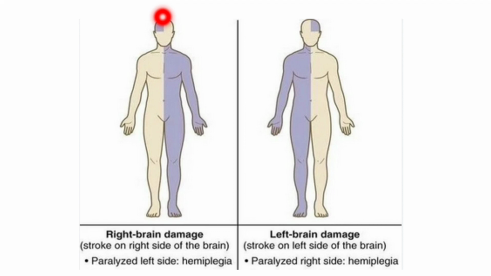And similarly, if the damage is on the right brain or right motor cortex is damaged, then effect or hemiplegia will be seen on the left side of the body. There will be left hemiplegia.